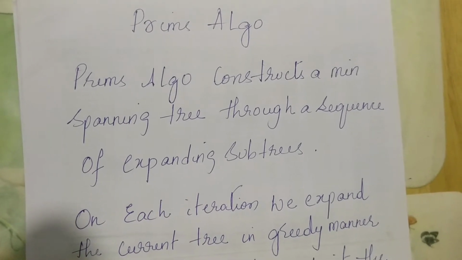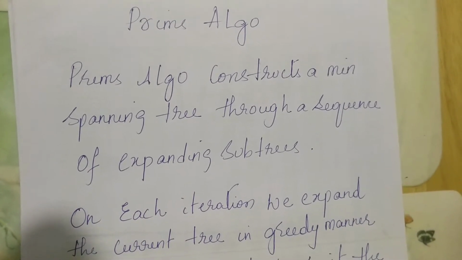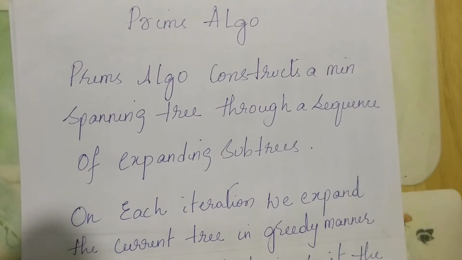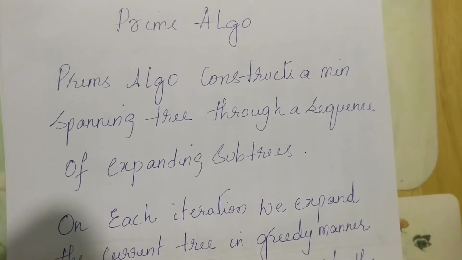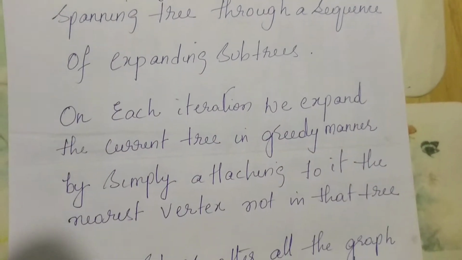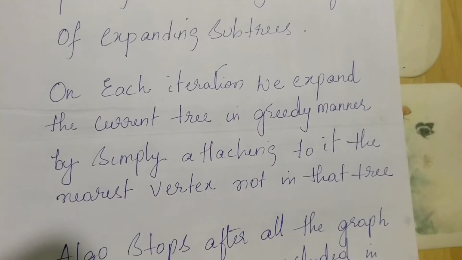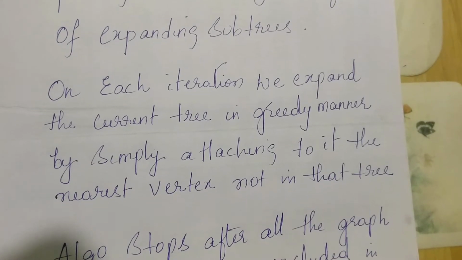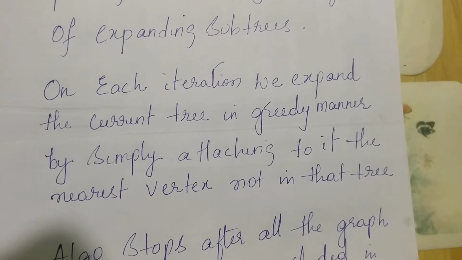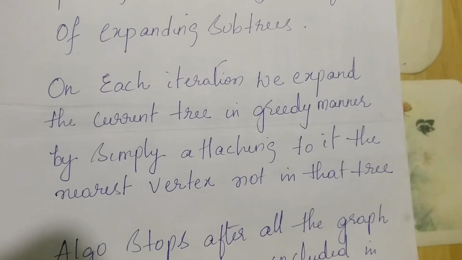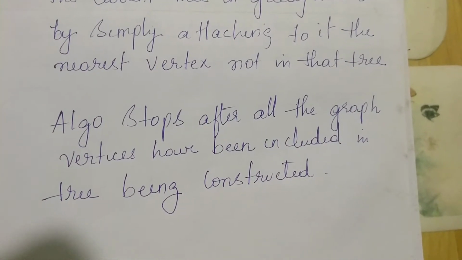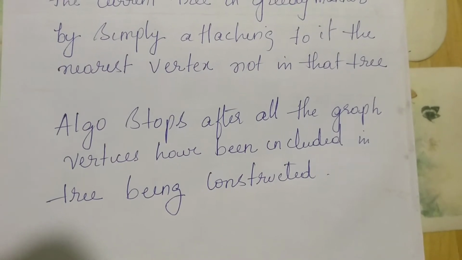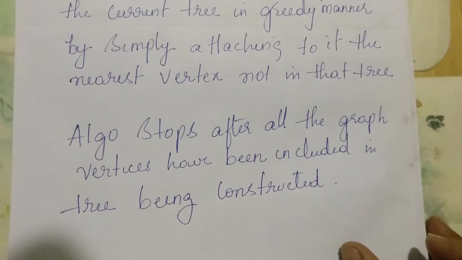Let me define it. Prim's algorithm constructs a minimum spanning tree through a sequence of expanding subtrees. On each iteration, we expand the current tree in a greedy manner by simply attaching to it the nearest vertex that is not in the tree. The algorithm stops after all the graph vertices have been included in the tree being constructed.